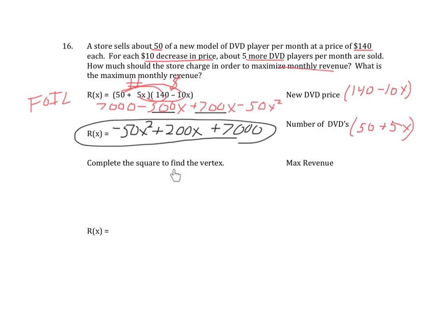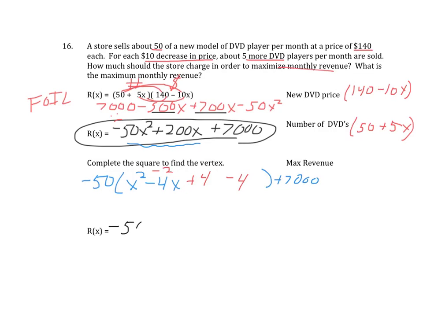Next, I need to complete the square to find the vertex, and this is a definite sad face problem. I need to take the negative 50 out of the first two terms. So factoring that out, I'm going to have x squared minus 4x, big parenthesis, plus 7,000. So I bump my 7,000 way out to the back. Half of a negative 4 is a negative 2. I'm going to square it. I'm going to add it and subtract it. And now I write my equation.